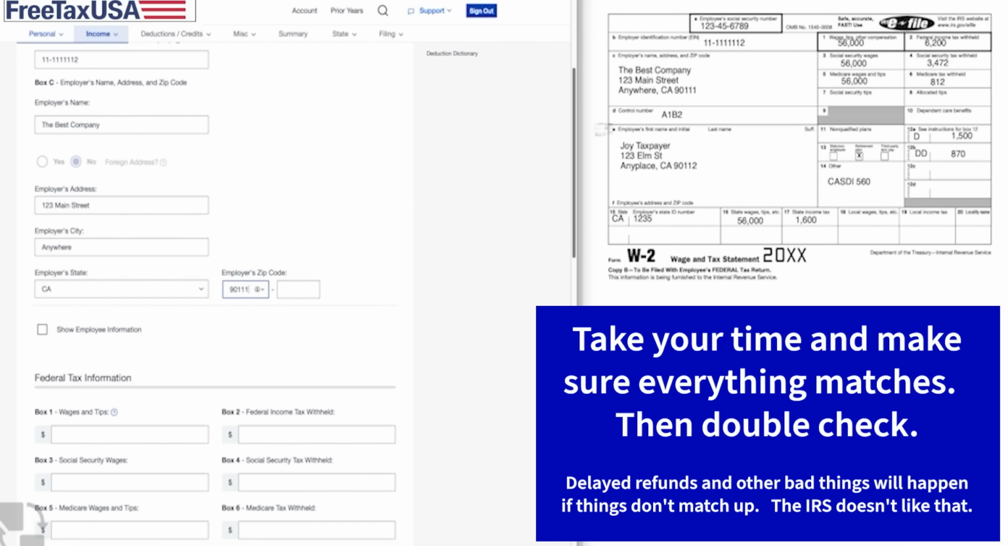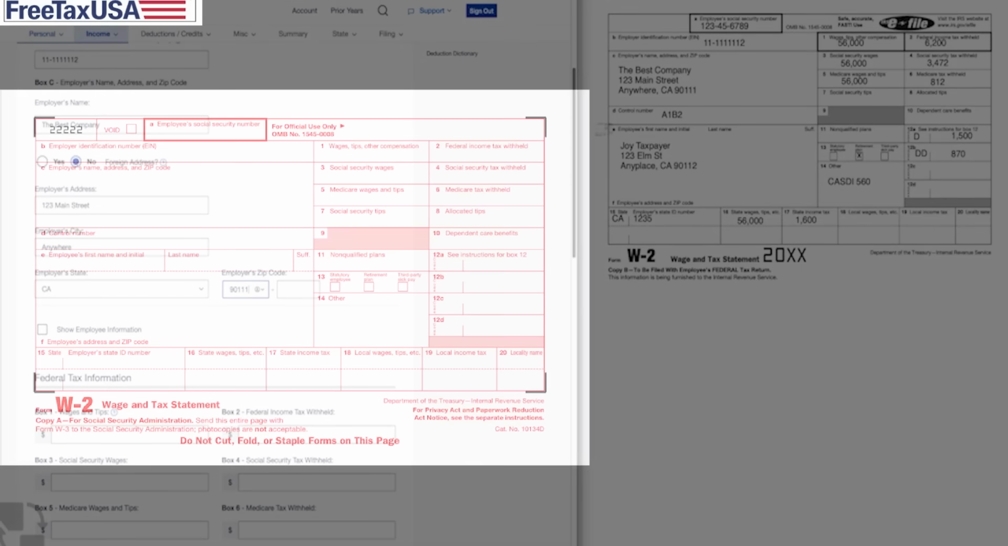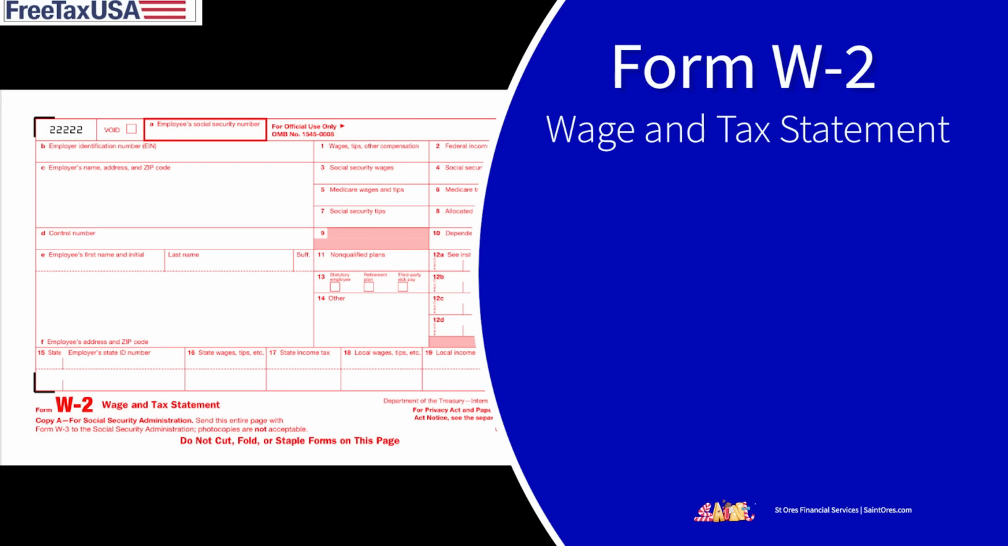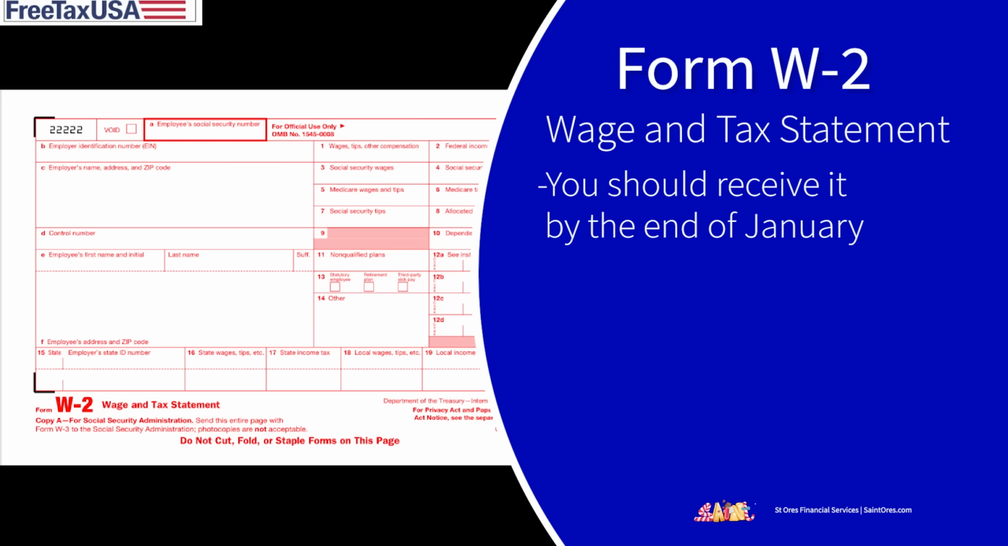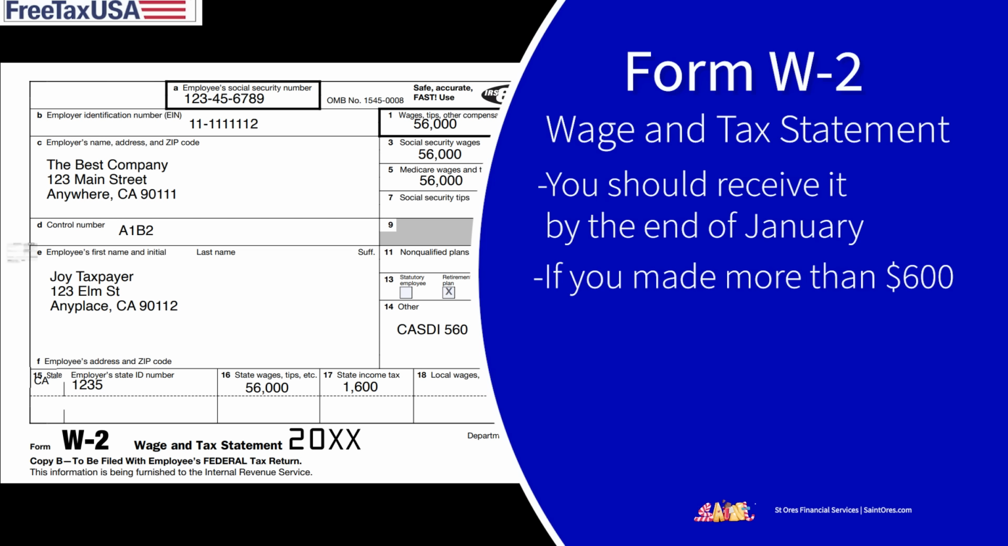If you have a foreign address for your employer, you have to specify it in the system by clicking the Yes button. You should receive your W-2 form by January 31st, and it must be issued to anyone paid $600 or more and where there were any withholdings.